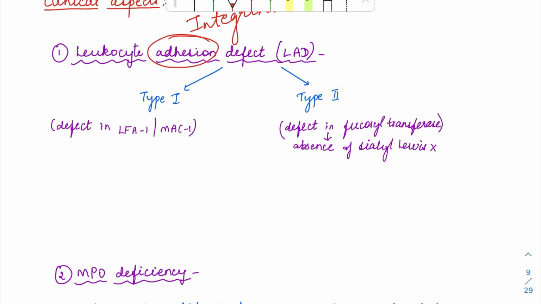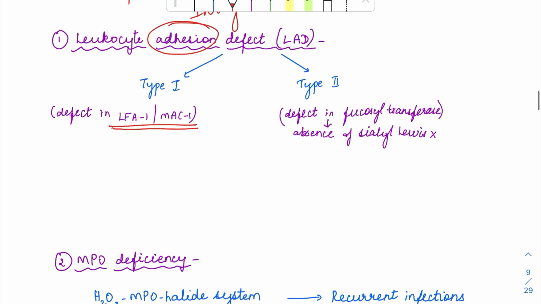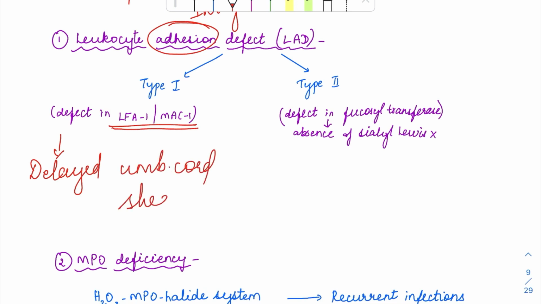We have two types of LAD defects. Type 1 LAD is going to be the defect in the LFA-1 and MAC-1. These were integrins present on the phagocytic cells, remember. So with the defect in the LFA-1 and MAC-1, adhesion cannot happen properly. Clinically they will present with delayed umbilical cord shedding. This is the classical history they will give, delayed umbilical cord shedding. They refer to type 1 LAD.